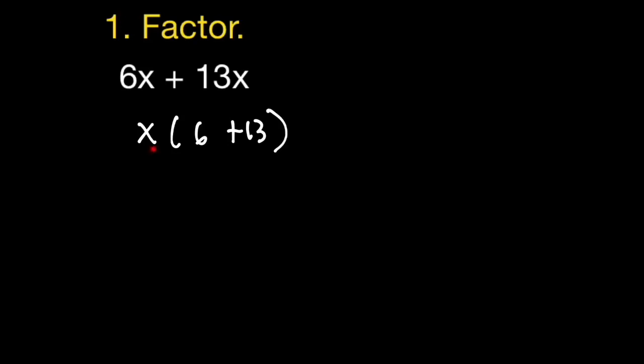Note that if we were to distribute back everything that was factored, we should end up back to our original statement. Here, distributing the x, I would have to multiply it to both the 6 and the positive 13. X times 6 gives me the 6x, and then x times the positive 13 gives me positive 13x, and we have the original statement again.